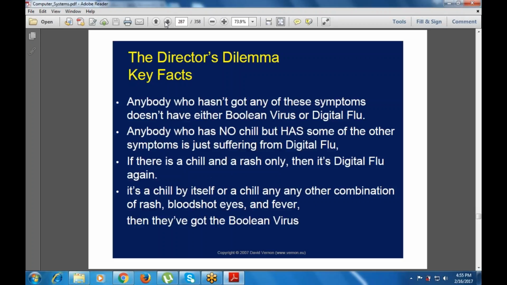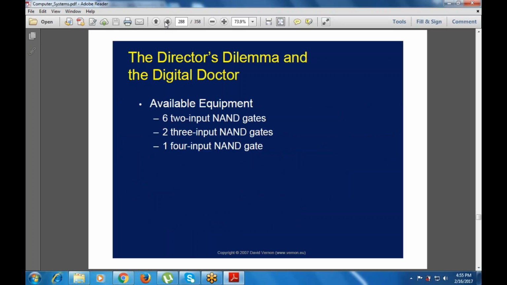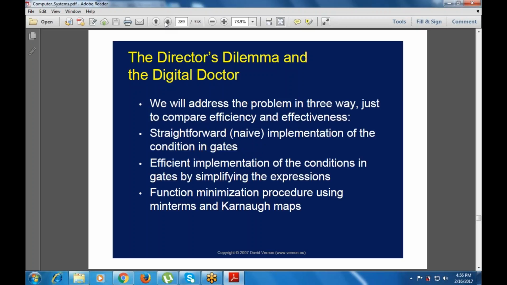And there are 4 symptoms, this we have done. And anybody who has any of these symptoms will have either the Boolean virus or the digital flu. And if there is a chill and a rash only, then it is a digital flu again. That is a chill by itself or a chill with any other combination of the rash. Then bloodshot eyes and the fever, or they have got the virus. What are the various available equipment? There are 6 2-input gates, 2 3-input gates, and 1 4-input gate.